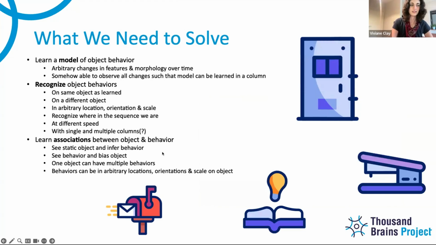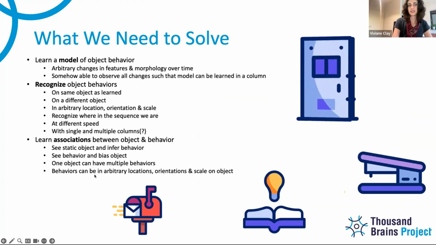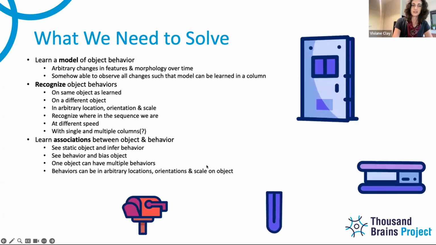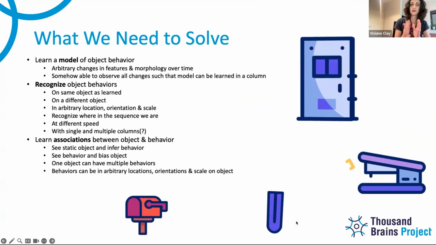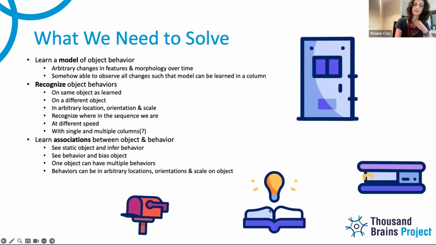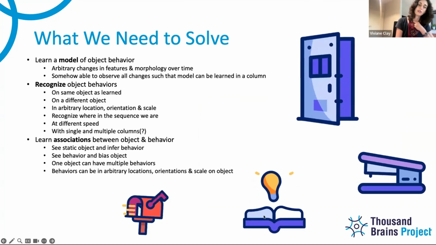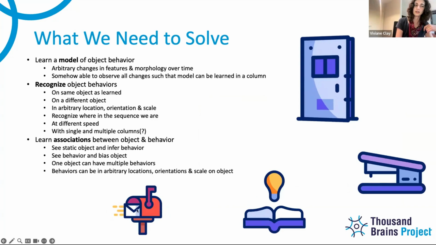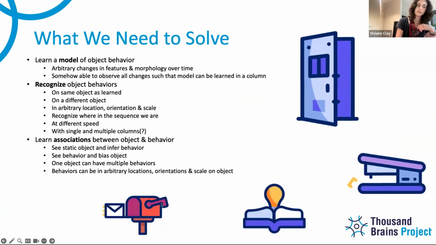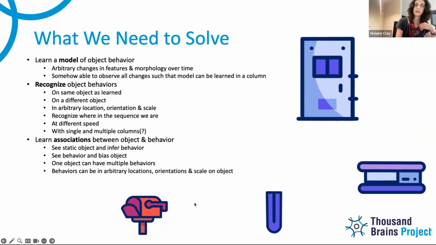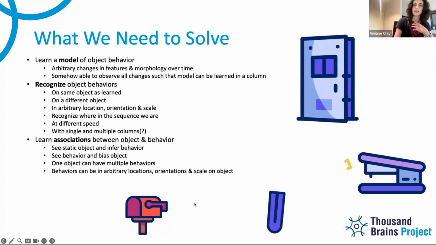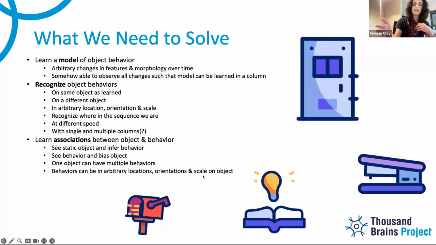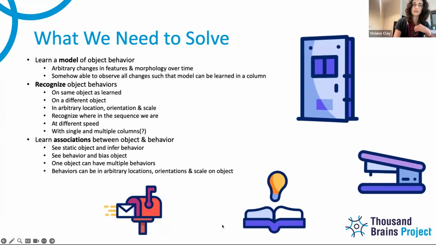And then also a behavior can be in an arbitrary location, orientation, and scale on an object. So we already had the opening and closing behavior that can be at different location, rotation and scale on a book or on a door. Here's a mailbox that can also open and close, but also this lever can go up and down at a different location on that object. And we want to be able to assign behaviors at any location, orientation, and scale on an object.